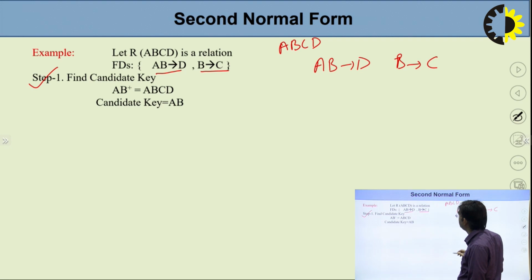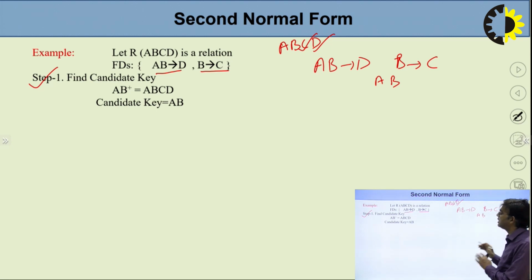You have to check which attribute is not existing on the right hand side. D is existing and C is existing. On the right hand side, A and B are not existing. That's why whatever the candidate key, AB will be part of the candidate key.